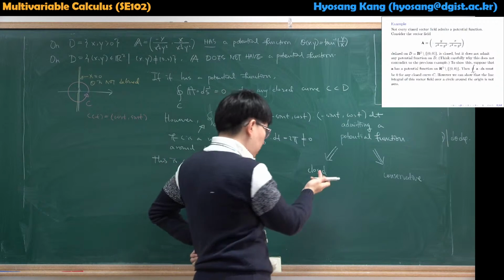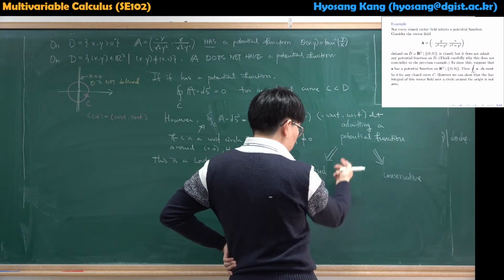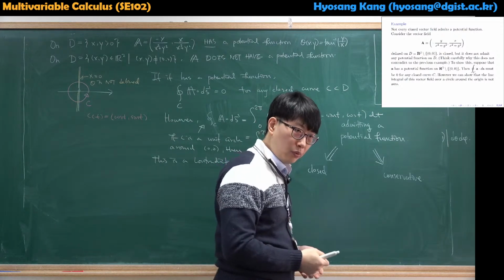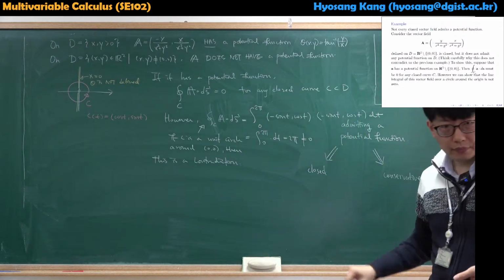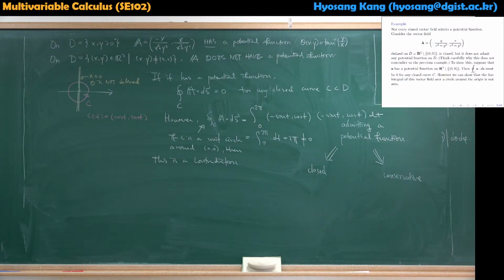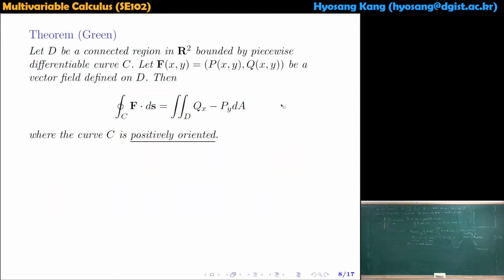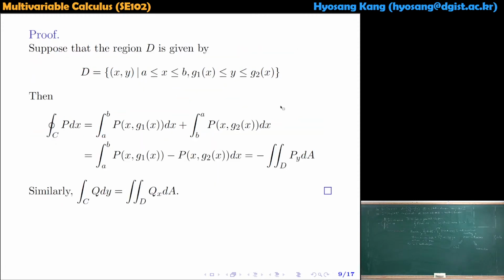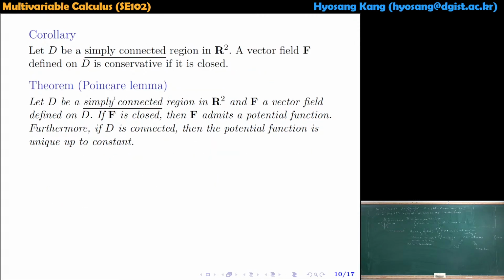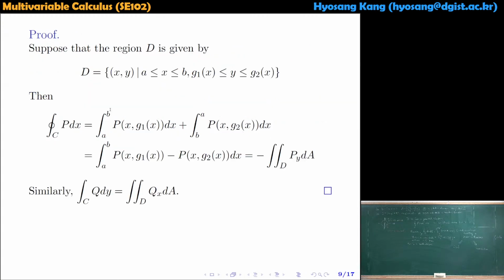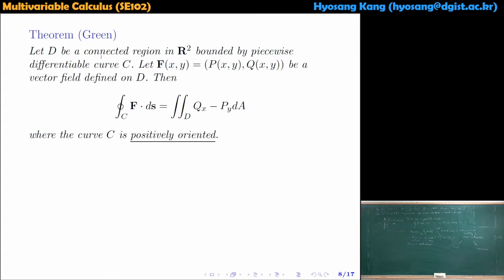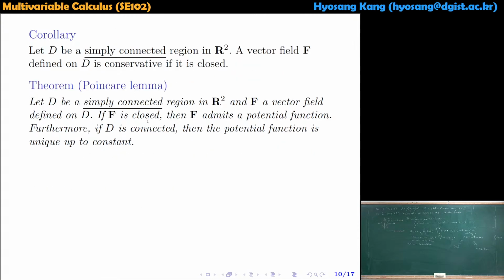So usually the converse direction of this implication doesn't work, but sometimes it works. So here's a theorem. Why does Green's theorem come up here? Let me look at the Poincare lemma first. In order to prove this lemma, we need Green's theorem. So that's why I put this Green's theorem before I prove that. So look at the Poincare lemma in slide 10.